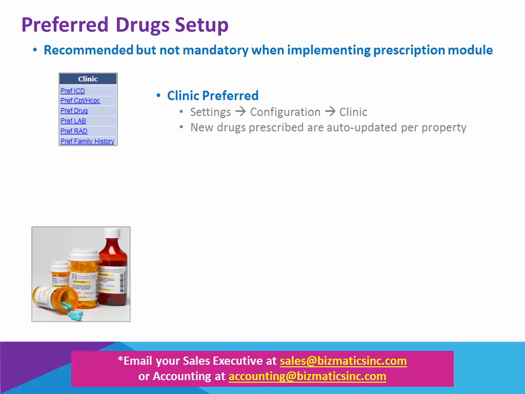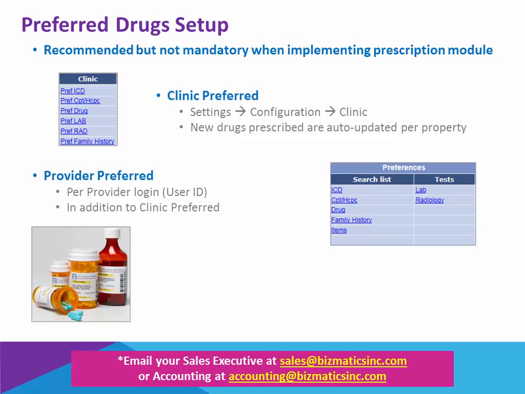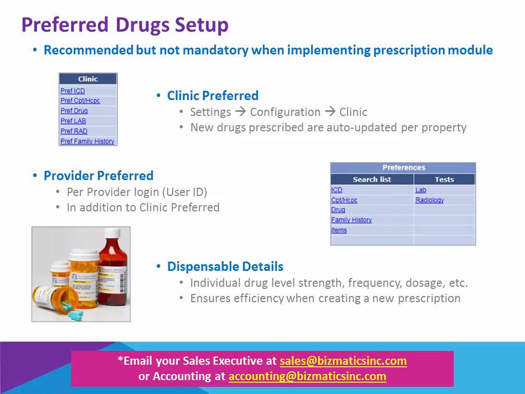In addition, there's a property that can be turned on so that when a new drug is prescribed, it can automatically update the preferred list. In addition to clinic level preferences, providers can also have personal preferred lists under their user ID. These will also be available to any clinician who is prescribing a drug based on the attending provider of the encounter. In both instances, you are encouraged to define the individual drug level details, such as strength, frequency, dosage, to ensure efficiency when you are creating a new prescription.